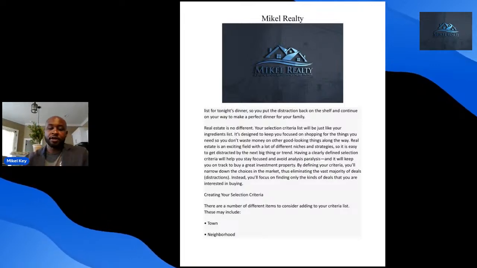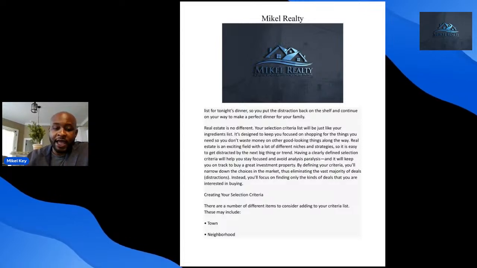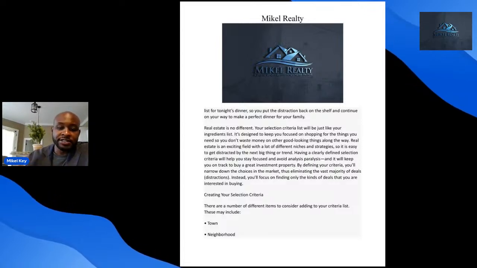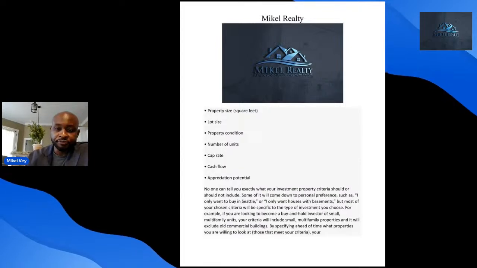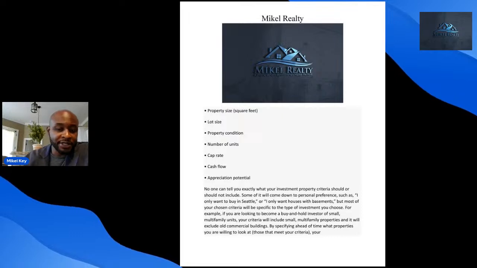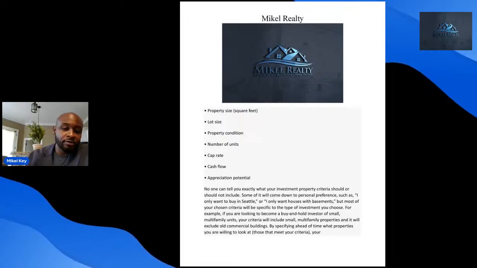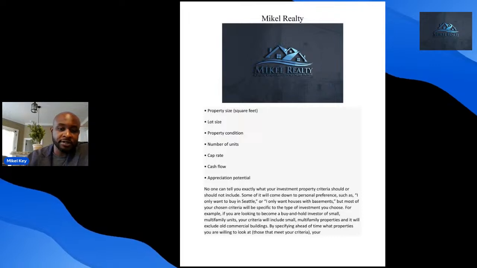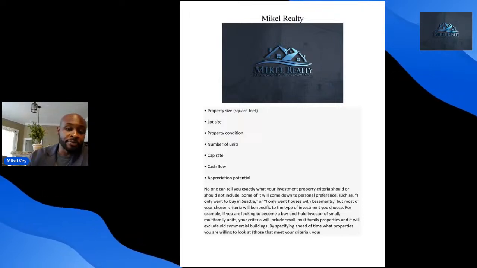So, creating your selection criteria. There are a number of different items to consider adding to your criteria list as an investor. Obviously, town and neighborhood. Some investors have a preferred property size, like I like 1,200 square foot houses. Number of units: some investors say, I only like to buy 20-plus unit apartment buildings.